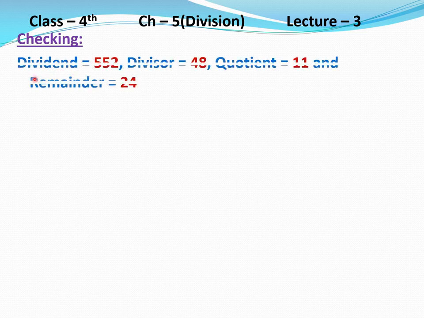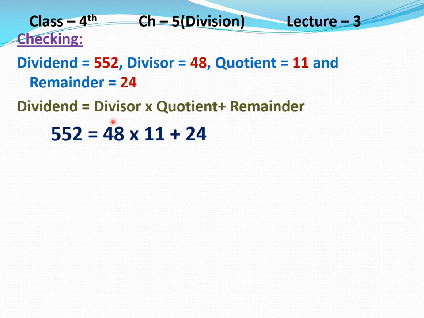Now see, dividend equals 552, divisor equals 48, quotient equals 11 and remainder equals 24. Dividend equals divisor multiplied by quotient plus remainder. 552 equals 48 multiplied by 11 plus 24. First multiply 48 by 11. 48 multiplied by 1.